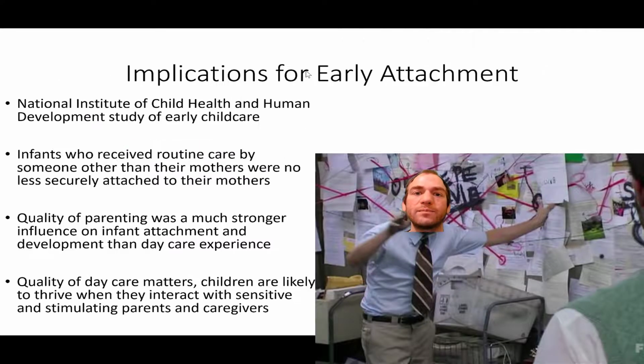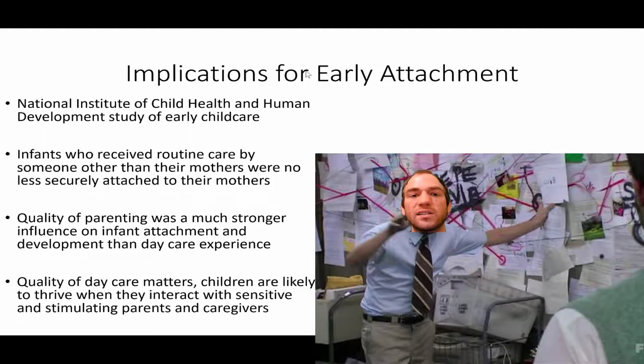attachment development. The National Institute of Child Health and Human Development study of early child care found that infants who received routine care by someone other than their mothers were no less securely attached to their mothers. Quality of parenting was a much stronger influence on infant attachment and development than daycare experience, and quality of daycare matters. Children are likely to thrive when they interact with sensitive and stimulating parents and caregivers.